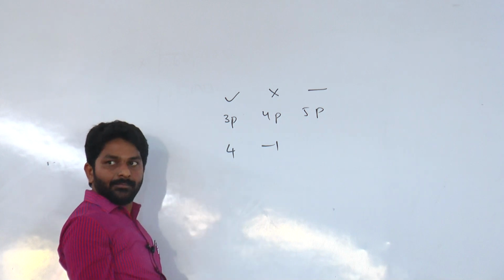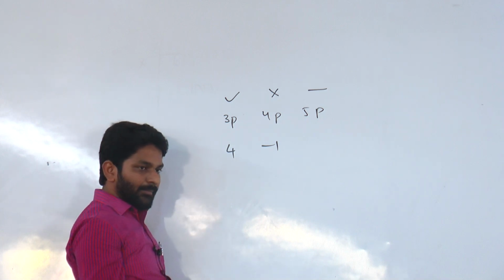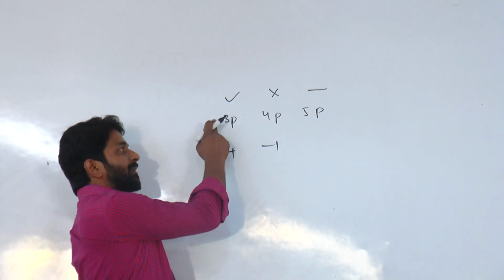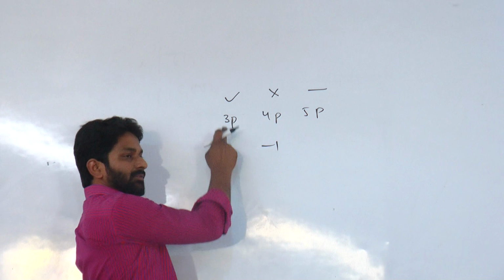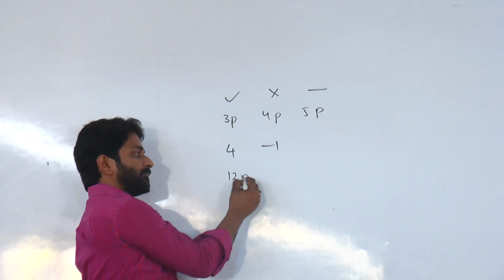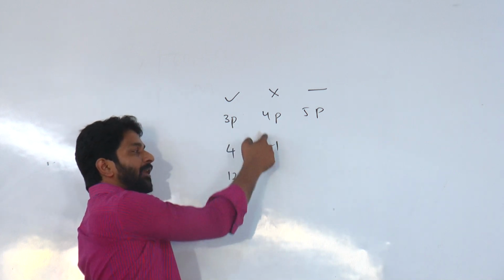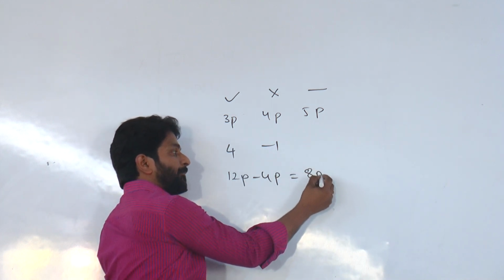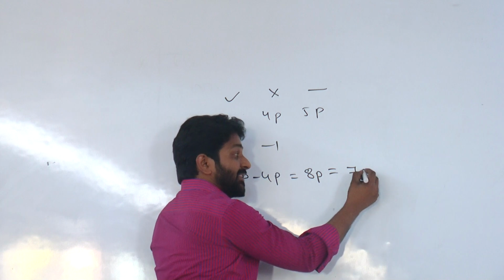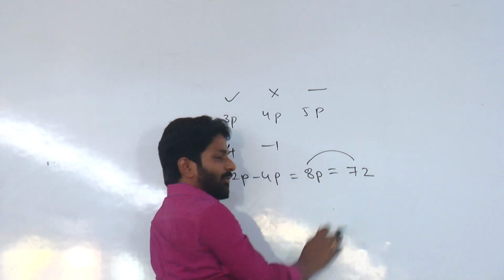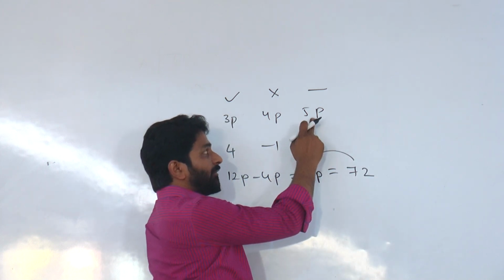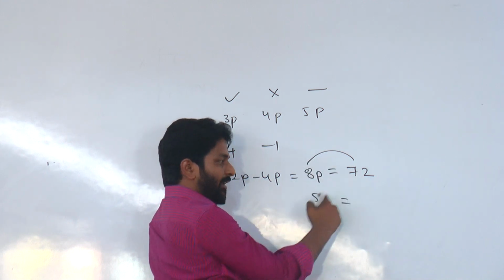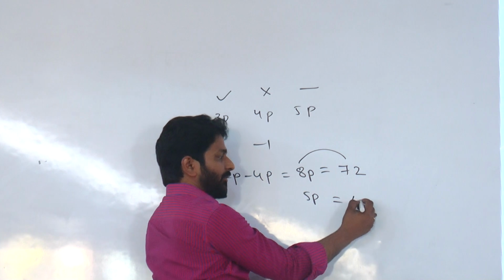Are there any marks for unattempted? No. So total marks obtained from correct answers is 12 parts and negative marking 4 parts. Total 8 parts. Number of marks 72. So 8 parts is equal to 72. Unattempted questions 5 parts. 1 part is 9, so 5 parts is 5 nines, 45.